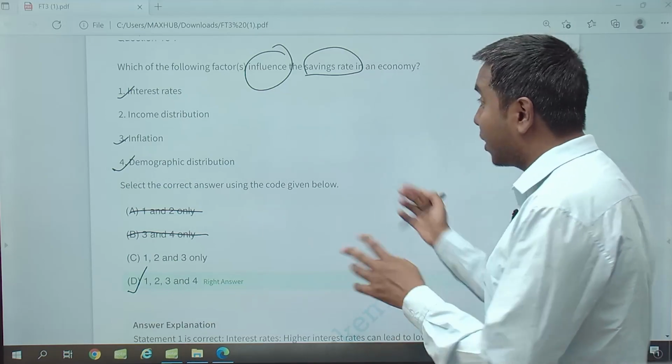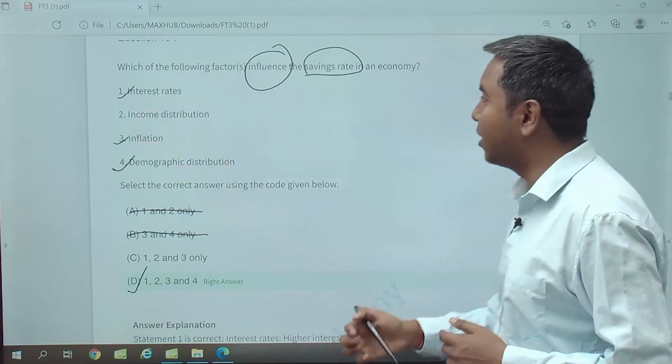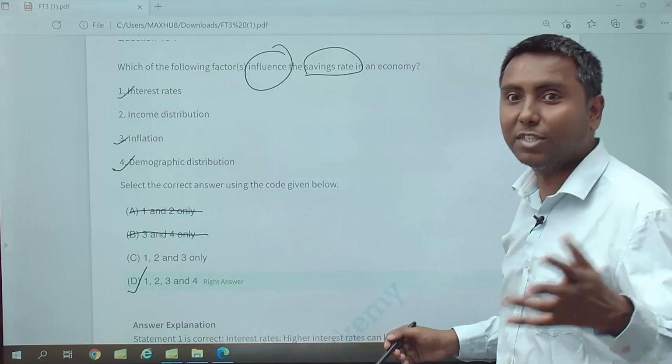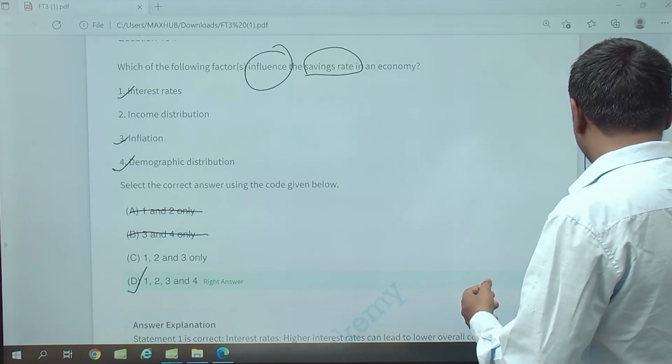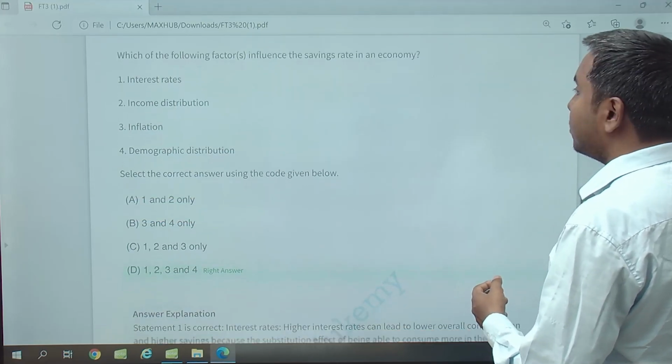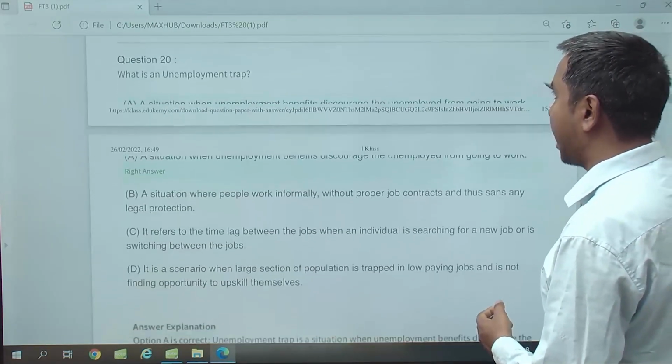Okay. So you can see economics is not just money. Okay, you have to see about these sides also. The demographic side, it's a human thing. Economy is not just numbers. Okay, now let's see another question. What is unemployment trap?